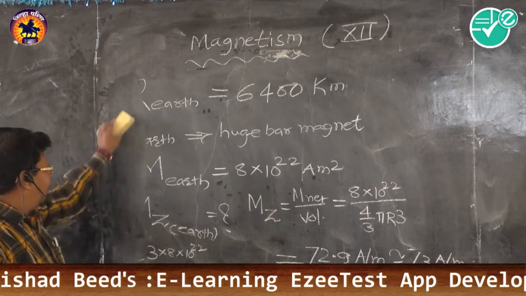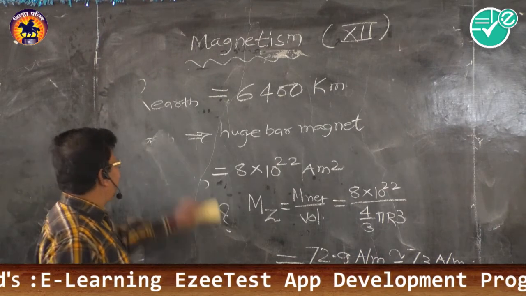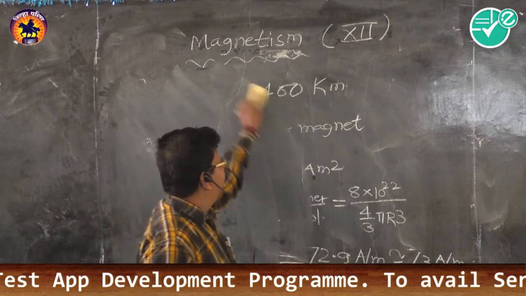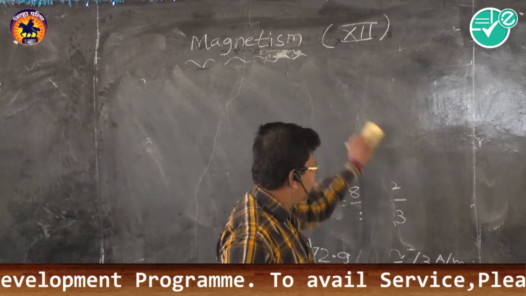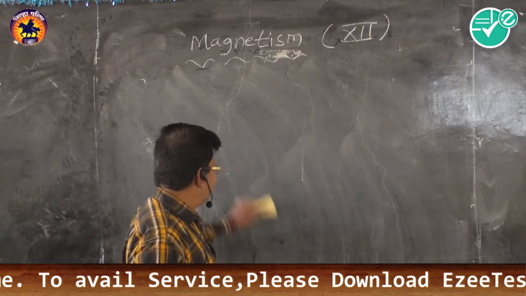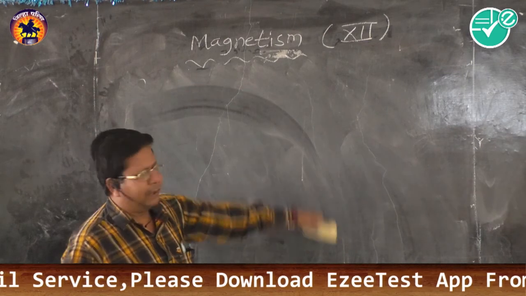Now we are going to take the third numerical or third MCQ regarding the intensity of magnetization or magnetization of material.